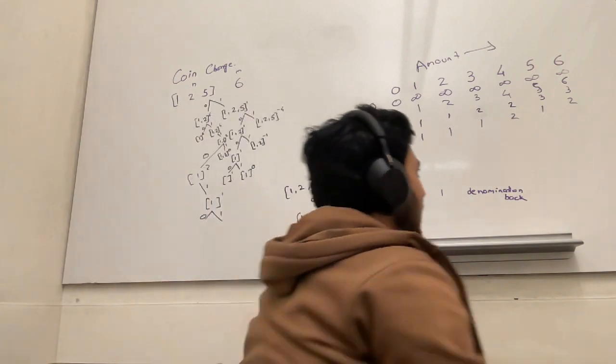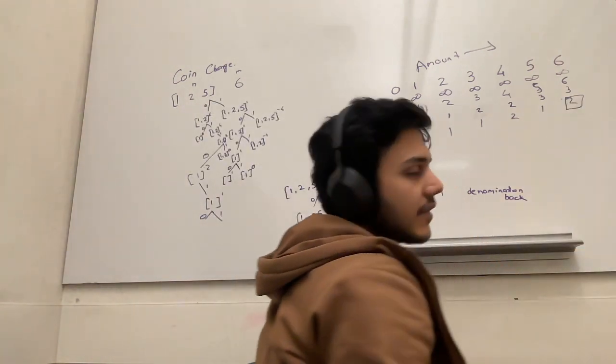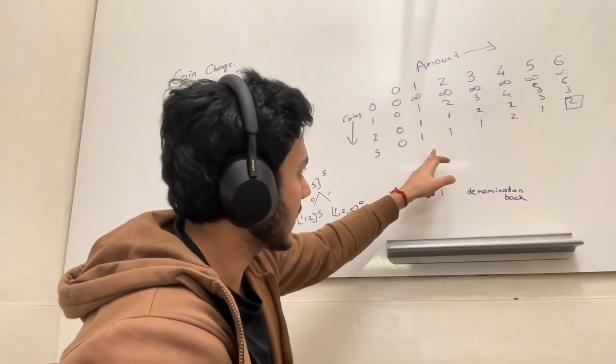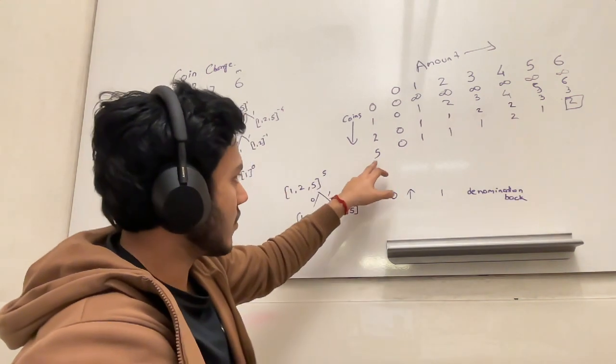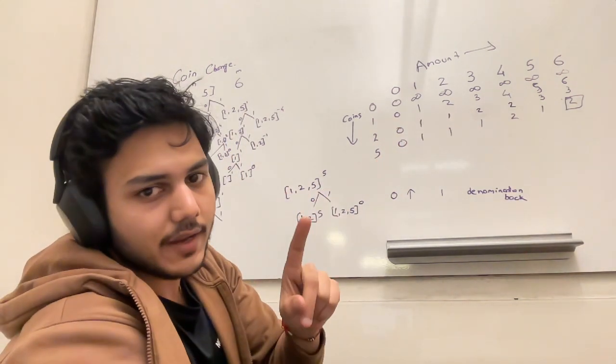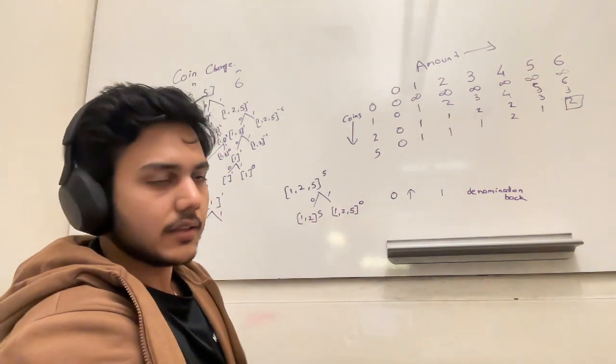At the end, the last value of the matrix will give us the answer, right? The end value of the matrix will definitely give us the answer. So we can also cross check. To make value 6, what is the minimum number of coins? 1 and 5. Just 2 coins will be required. We have the answer 2, right?